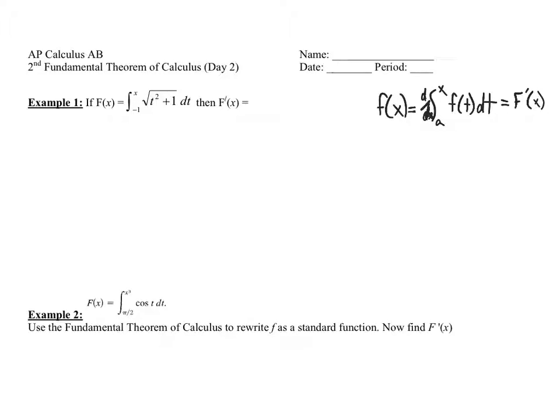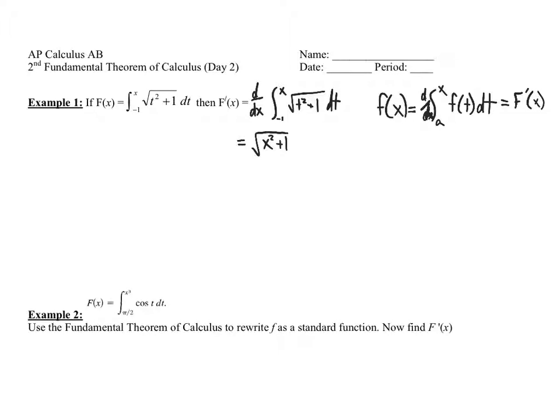If I'm trying to find f prime of x on example 1 here, that means I'm taking the derivative with respect to x of the integral from -1 to x of the square root of t squared plus 1 dt. Okay? And we could then say that equals what? The square root of x squared plus 1.